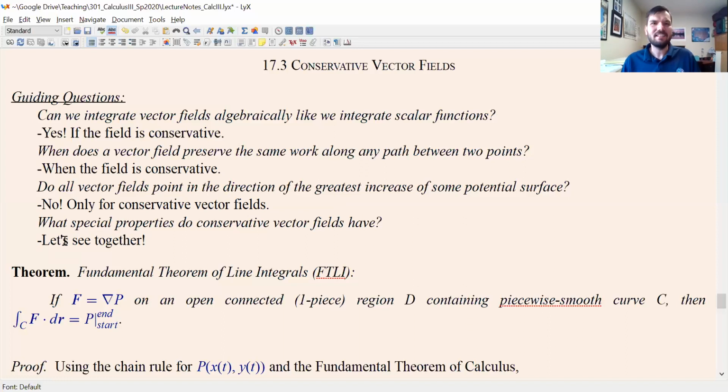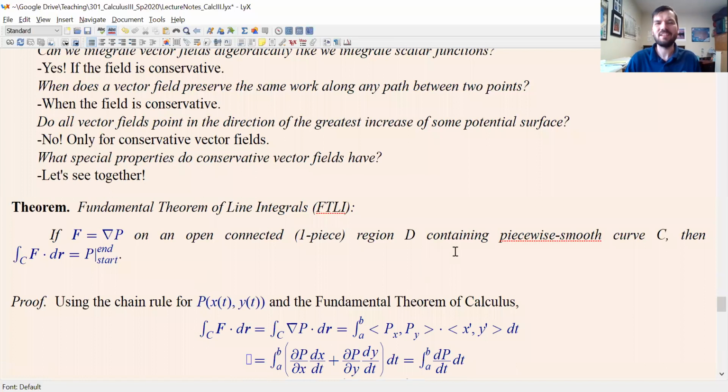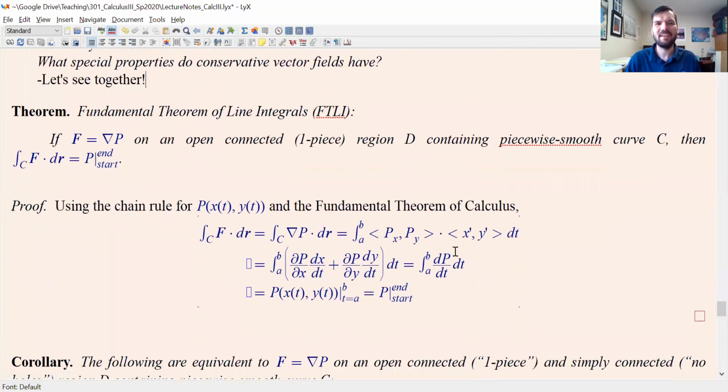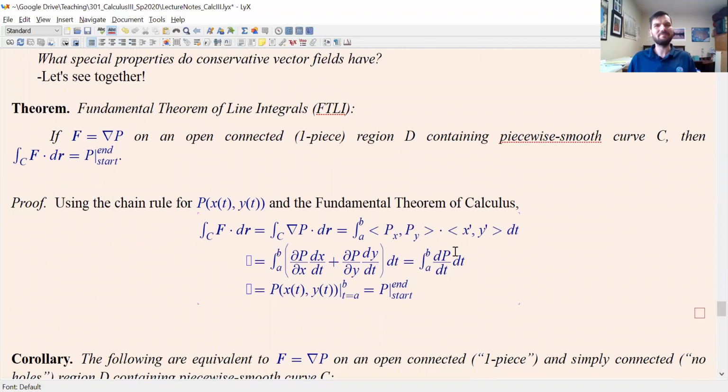Okay, so that is the introduction of why we care about conservative vector fields, because they are at this juncture between imagining vector fields as if they are functions that we integrate in some way. And to start us out, we have the fundamental theorem. We already have one of calculus. This one is specifically for line integrals, a fundamental theorem of line integrals.